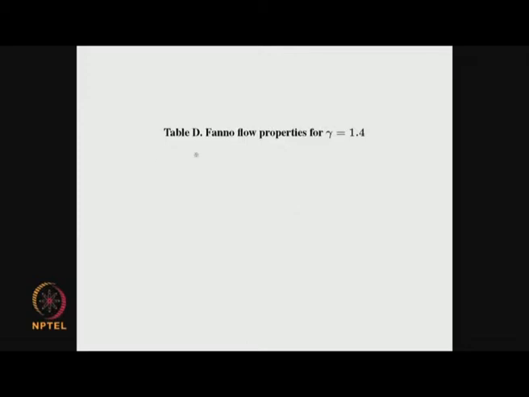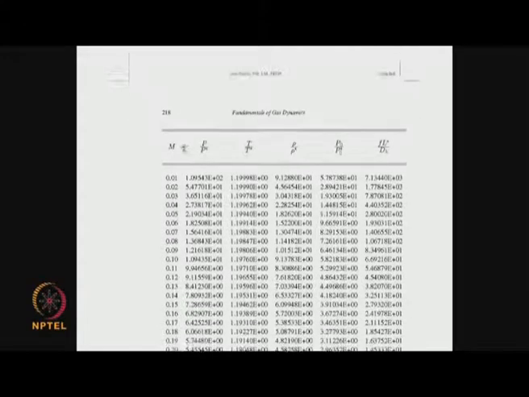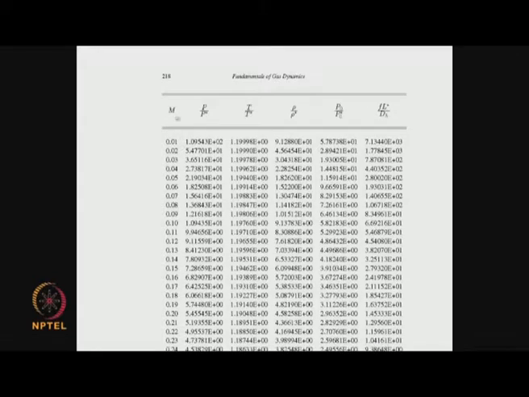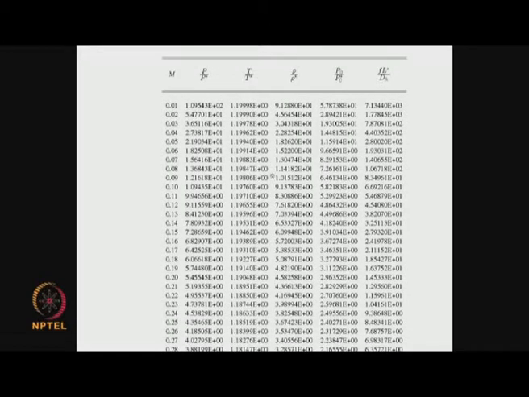So, we are now using table D, which corresponds to Fanno Flow, and you will notice that the table lists data like this. Mach number, for each Mach number you get all the quantities that you want, right? P over P star, T over T star, rho over rho star, P0 over P0 star, and FL star over DH. Okay. So, now our Mach number is 0.29. So, let us see.